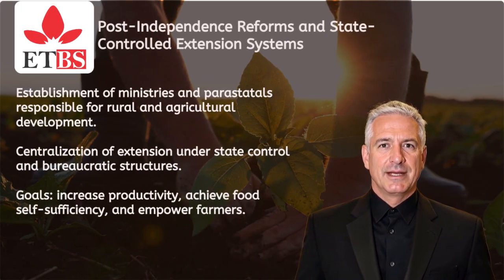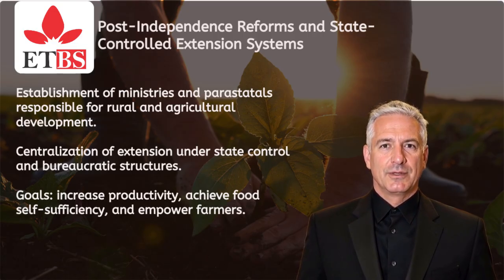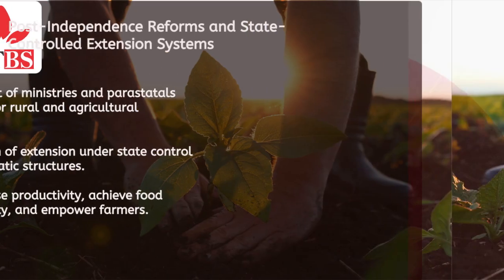3. Post-independence reforms and state-controlled extension systems. Establishment of ministries and parastatals responsible for rural and agricultural development. Centralization of extension under state control and bureaucratic structures. Goals: increase productivity, achieve food self-sufficiency, and empower farmers. Challenges: inadequate funding, poor staffing, corruption, weak farmer participation, and gender exclusion.